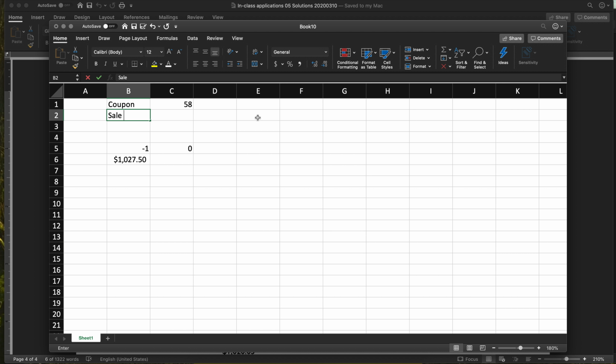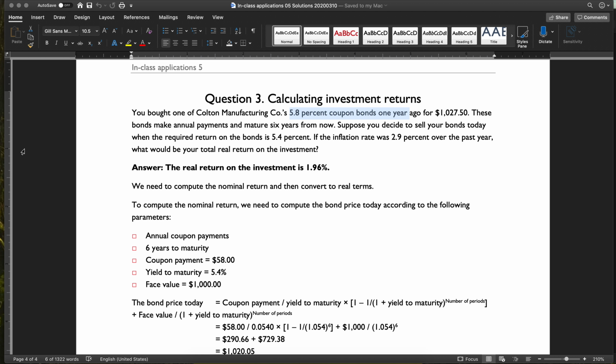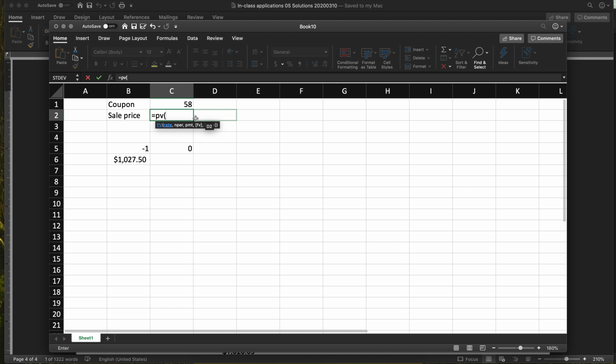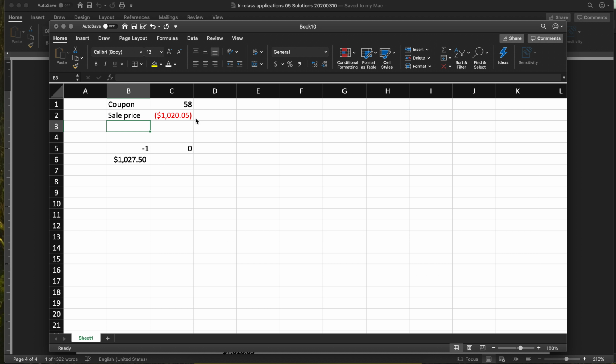Let's see. All right, the rate that we can get on these bonds when we go to sell it is 5.4%. They make annual payments and they mature 6 years from now. So it's 0.054. The number of periods is 6. The payment is 58, and the future value is 1,000. So that means that we get $1,078.05.